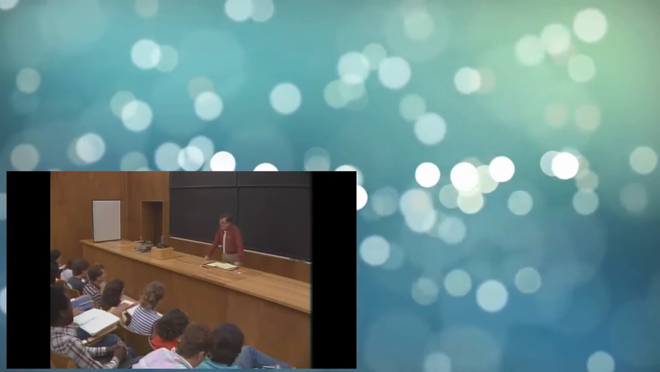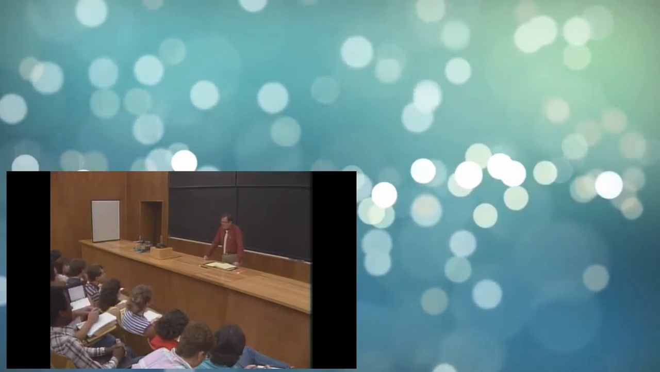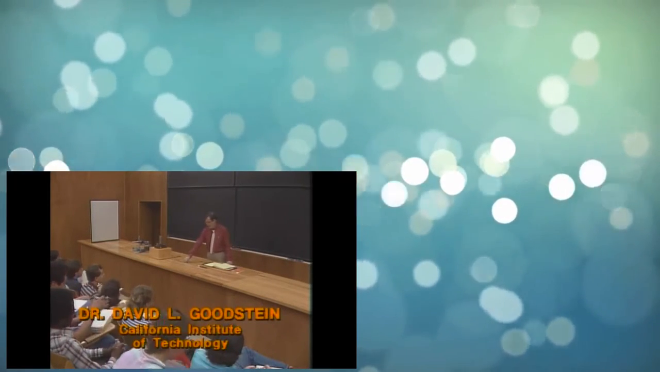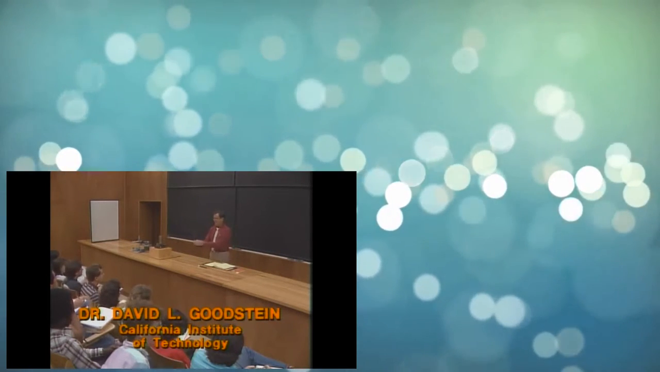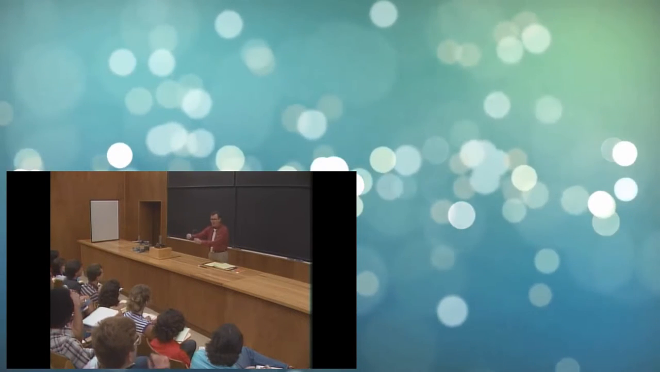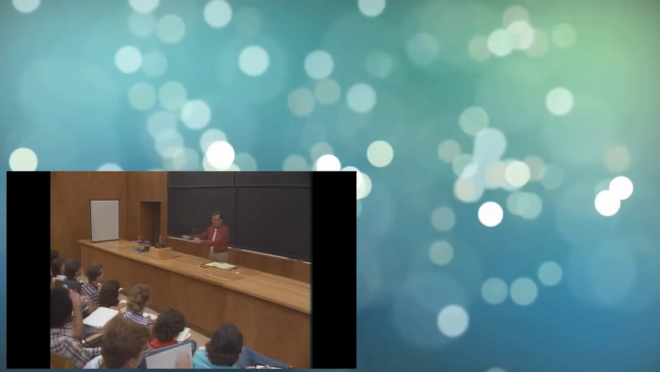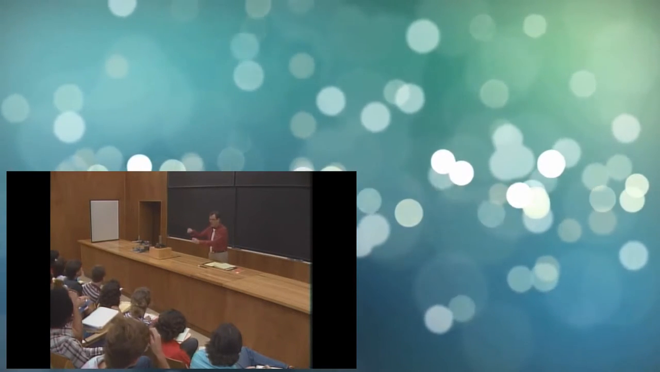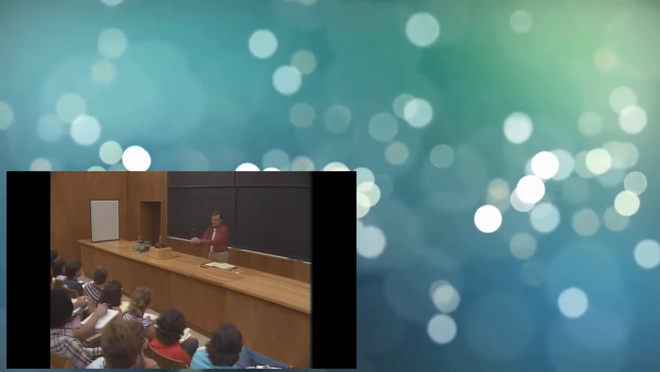Let me start today by showing you a little demonstration that you've already seen before. I have here just a loop of wire connected to a galvanometer, which will tell us whether an electric current is running around in this loop. The laser beam, the spot on the screen, will move whenever an electric current runs in this loop.